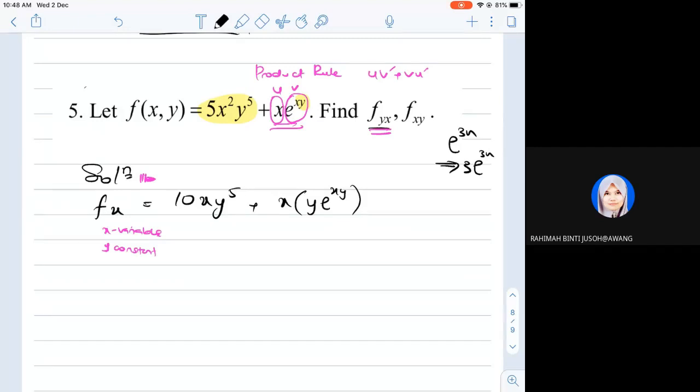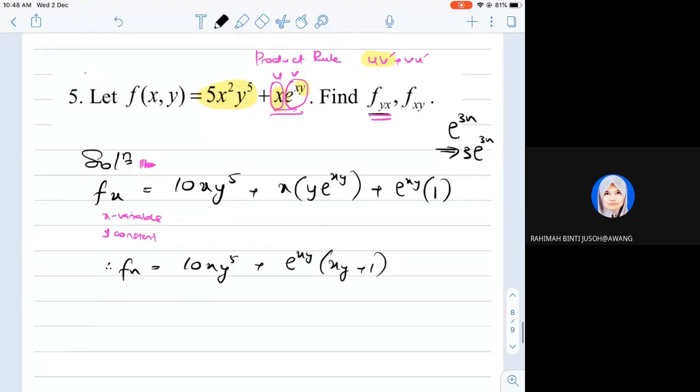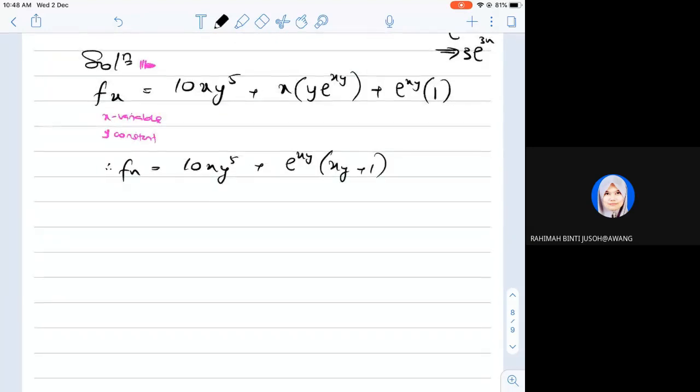So this is only the uv prime. Then plus, v is exponent xy multiplied by differentiate u. Differentiate x, we get 1. Okay, good. So therefore f_x equals 10xy to the power of 5 plus, I just combine this, exponent xy multiplied by (xy plus 1). Okay, so that's it. Next, we need to find f_xy.